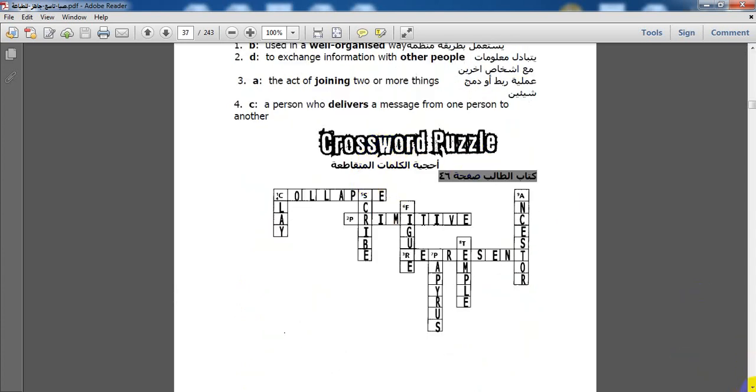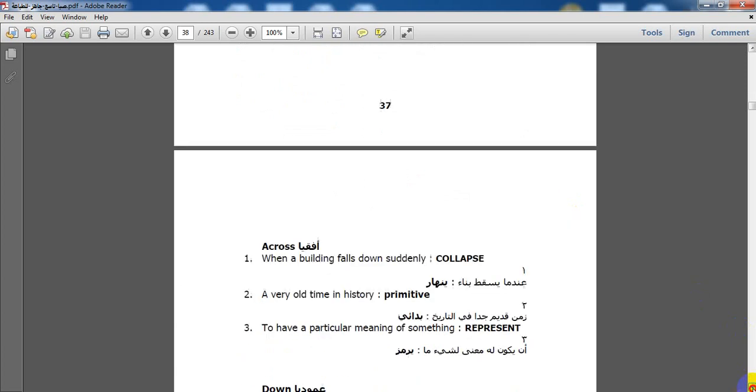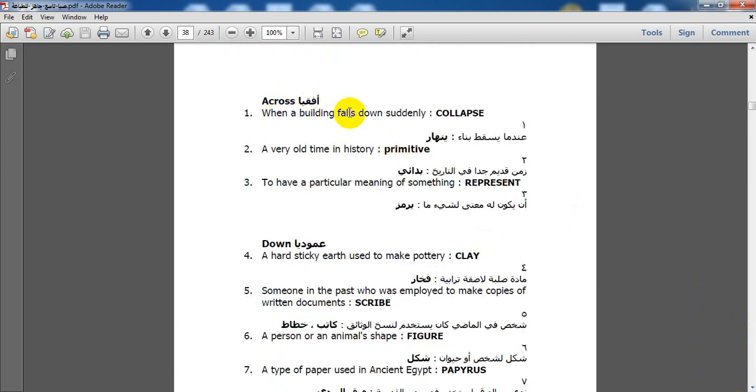Crossword puzzle. Across: when a building falls down suddenly, collapse. A very old time in history, primitive. To have a particular meaning of something, represent. A hard sticky earth used to make pottery, clay. Someone in the past who was employed to make copies of writing documents, scribe. A person or an animal's shaped figure.